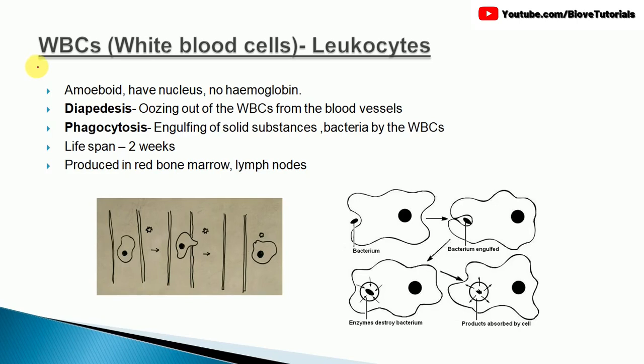Now the next cellular element is the WBCs. WBCs are also called leukocytes, or white blood cells. The structure of WBC is amoeboid. They have a nucleus but no hemoglobin. Okay, they do not have hemoglobin. These two things you need to remember, these are very important.